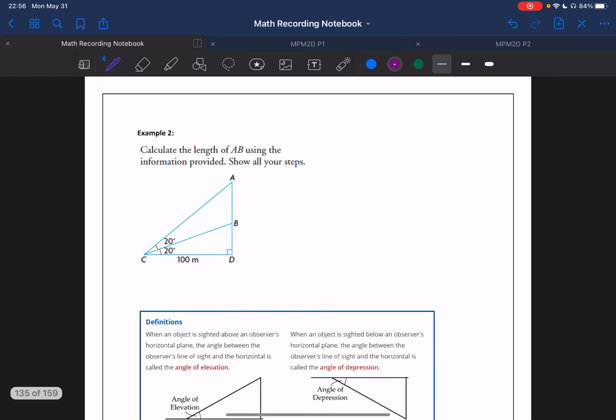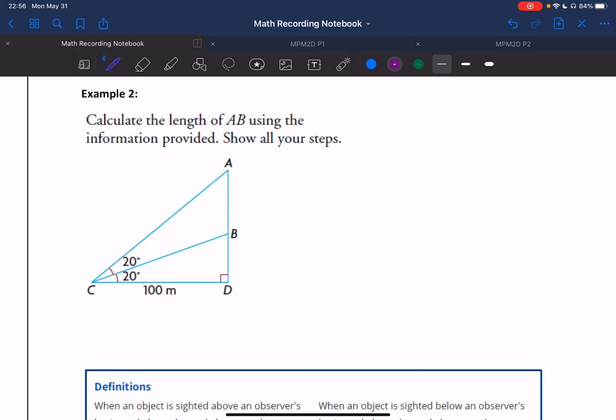Now, it can't always be that easy. There have to be problem-solving questions. And here we are. Here's our first problem-solving question. It's asking us to calculate the length of AB. Now, the length of AB is this guy right here.